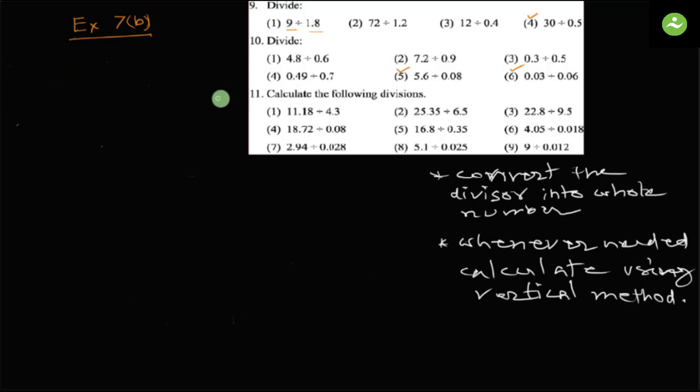After 10, now we will solve question number 11. Here we can see 1, 2, 3, 4, 5, 6, 7, 8, 9, total 9 problems under 11. We are going to solve number 7 and number 9, and we believe if you understand these two, you can understand the other problems also, and you can solve those yourself. If you have any problem, you can always write it in the comment box. Okay, question number 11 and bracket 7.